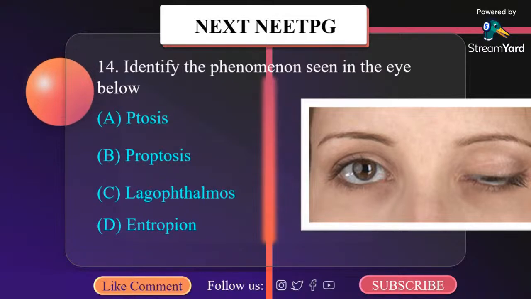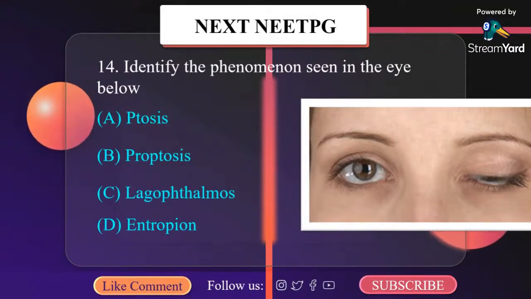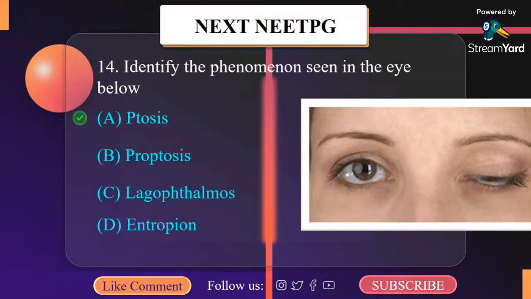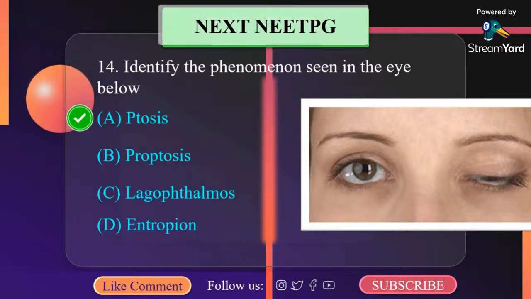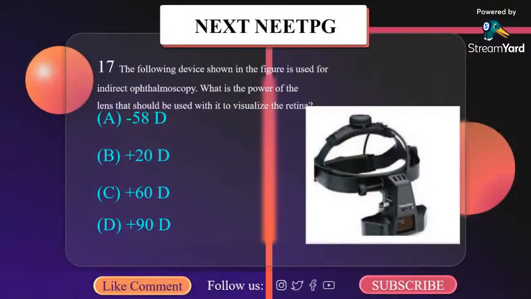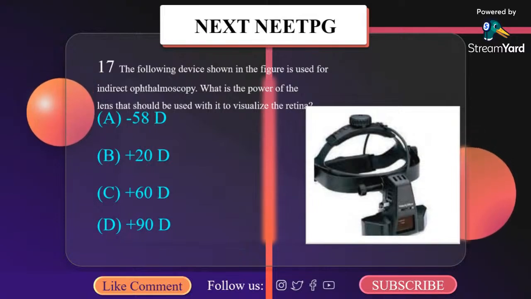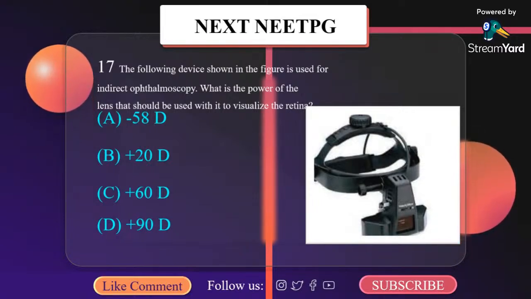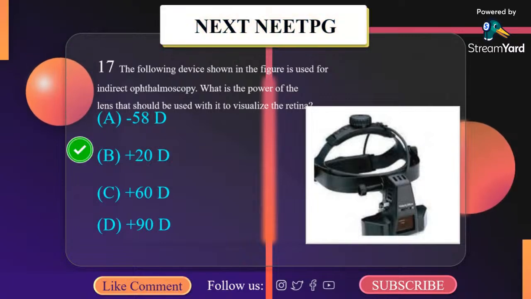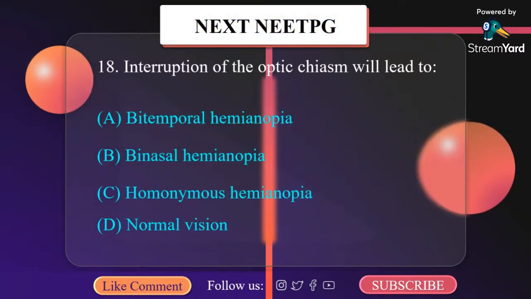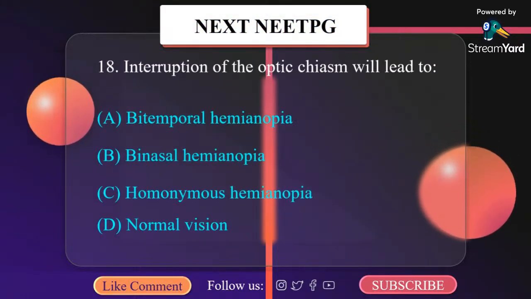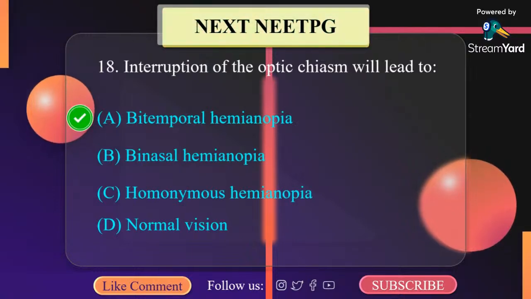Identify the phenomenon seen in the eye. A. Ptosis, B. Proptosis, C. Lagophthalmos, D. Entropion. It is ptosis. The following device shown in the figure is used for indirect ophthalmoscopy. What is the power of lens used to visualize the retina? It is plus 20 diopter. Interruption of optic chiasm will lead to bitemporal hemianopia.